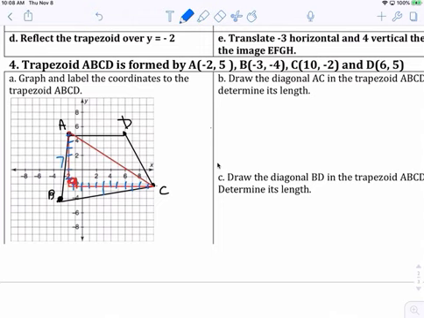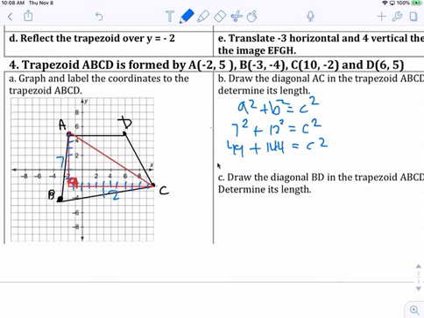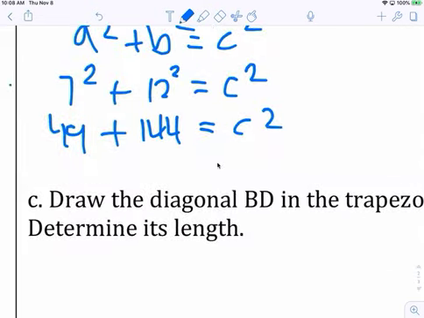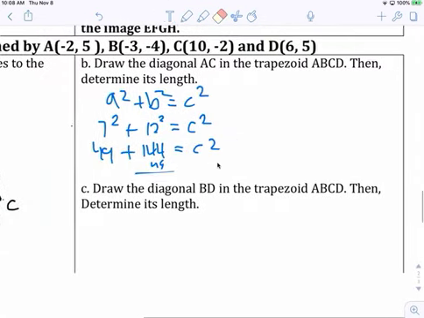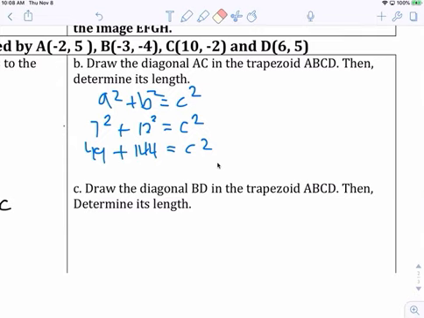12. So you do a squared plus b squared equals c squared. 7 squared and 12 squared are the legs. C is the diagonal. 49 plus 144 equals c squared. You get 193.